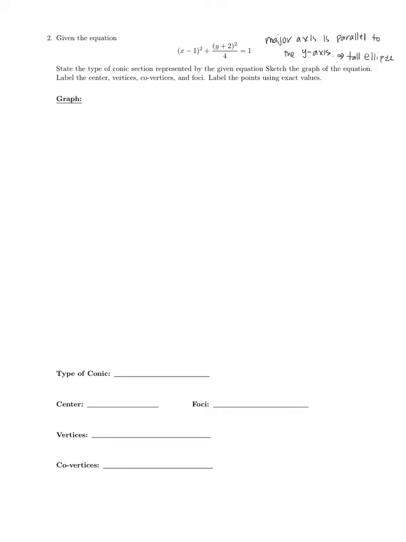Okay, so first, let's go with the type of conic. That was an ellipse. Alright, now center is going to be what? X is 1 and y is negative 2. Sorry, center is denoted by h comma k. And then foci, the formula for that will be h comma k plus or minus c. So here you're going to have 1 comma k is negative 2 plus c.